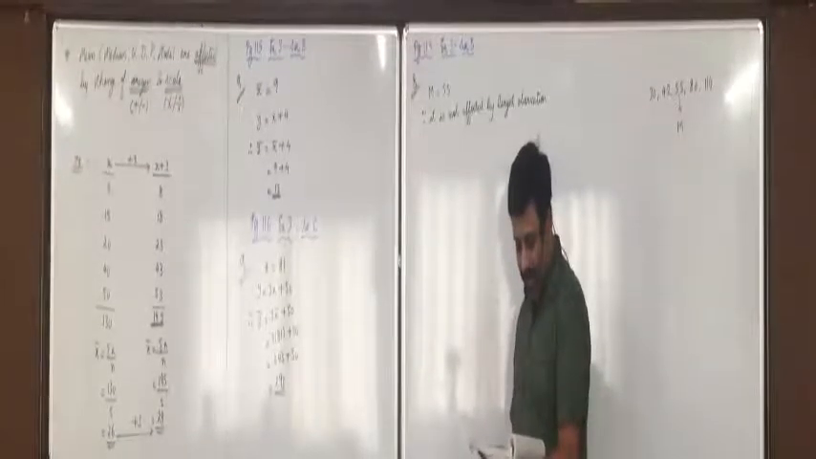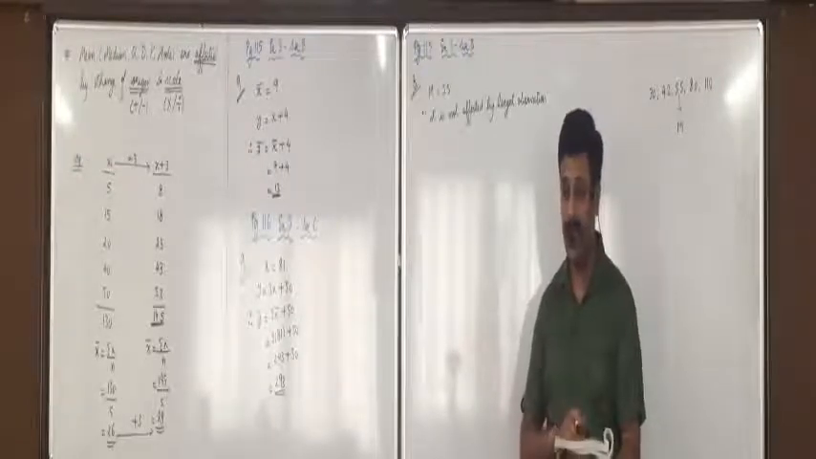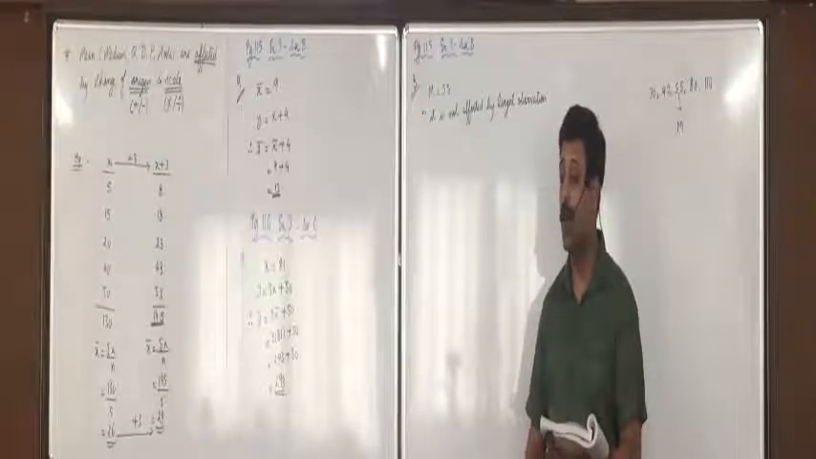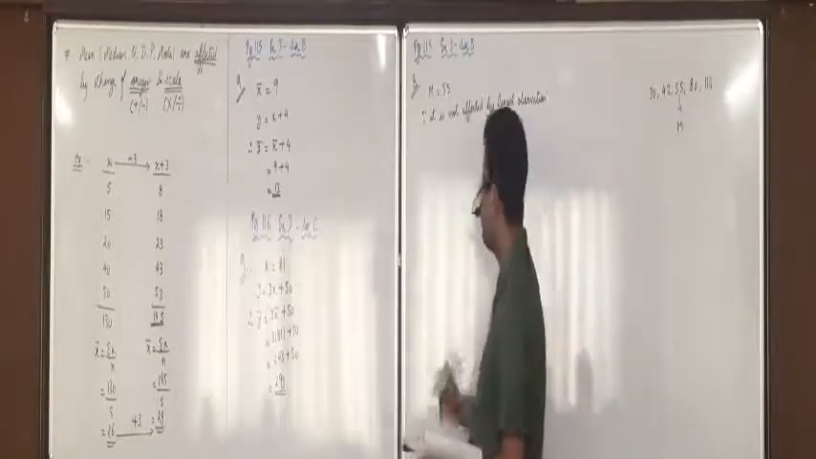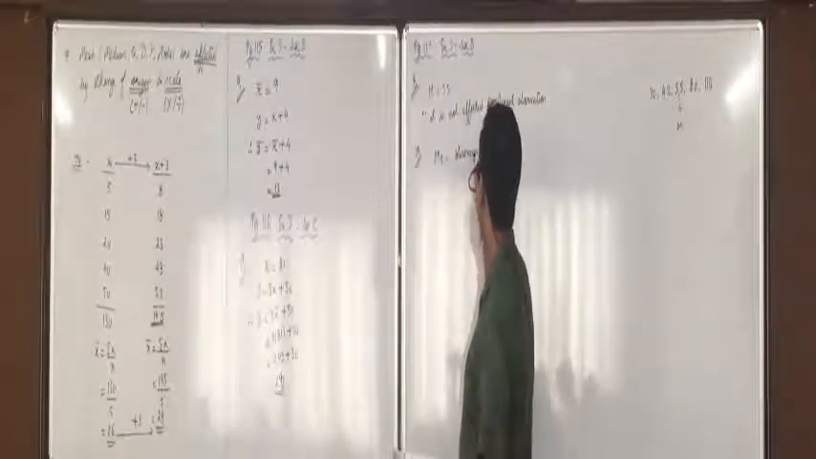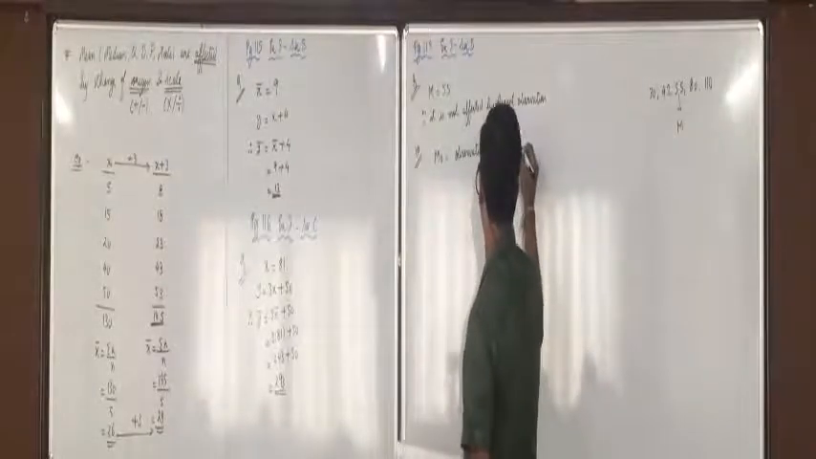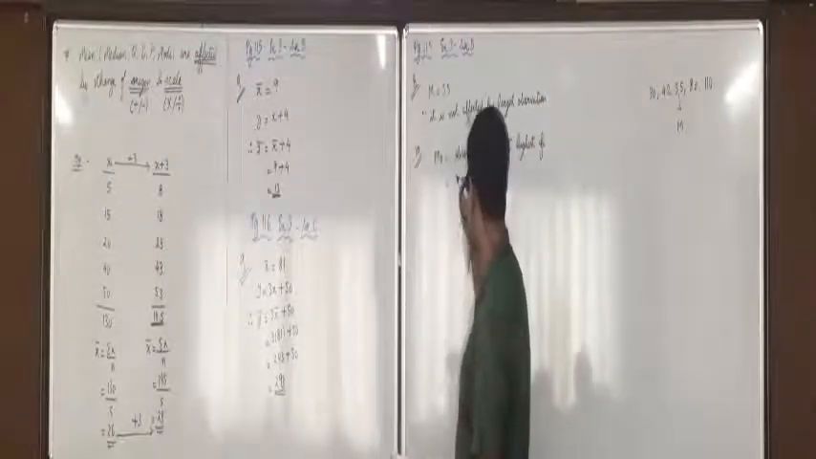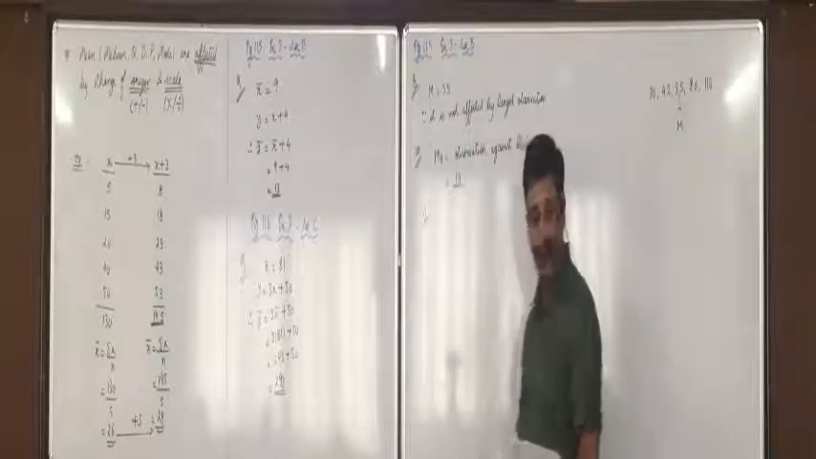10th one. Find the modal value of the variable having the following frequency distribution. Is it a discrete frequency distribution? What is the formula of mode in discrete? Observation against highest frequency. So 10 is your mode. What is the highest frequency? 40. Write down. Mode is observation against highest frequency, that is 10. Did you understand this?